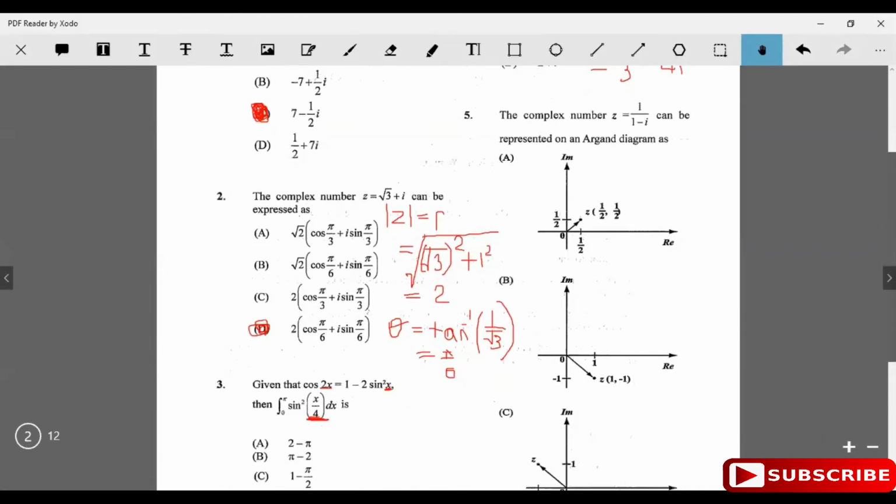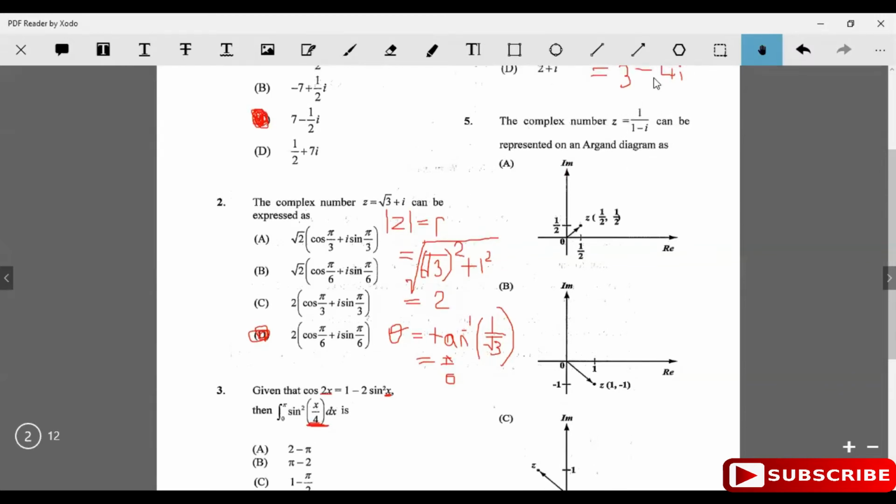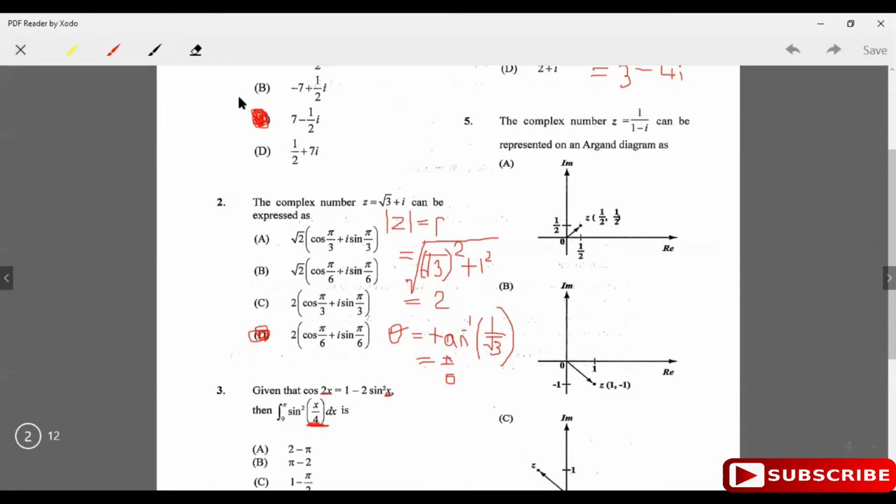Easy stuff. Question 5 now says that the complex number z is equal to 1 over 1 minus i, and we are to represent it on an Argand diagram. This is a repeat question. You just find the modulus, the complex number, and then draw it on the Argand diagram. So as we were saying, you have to multiply this by the conjugate of the denominator.